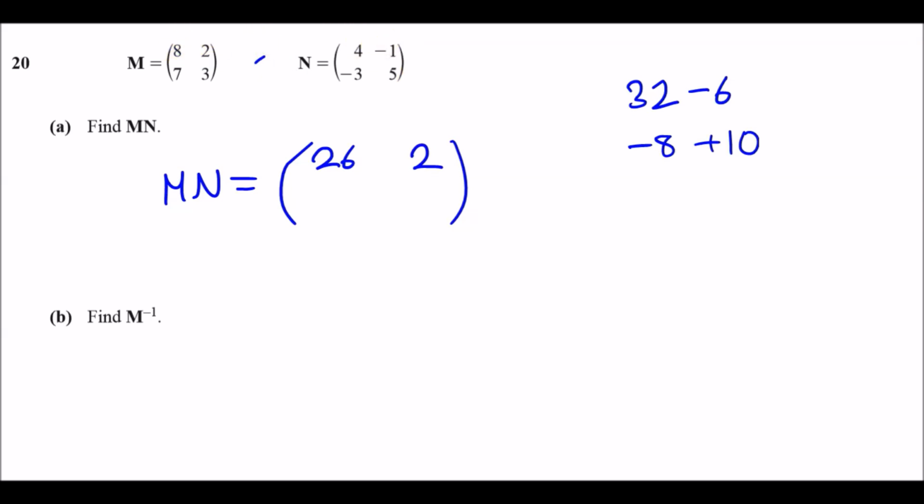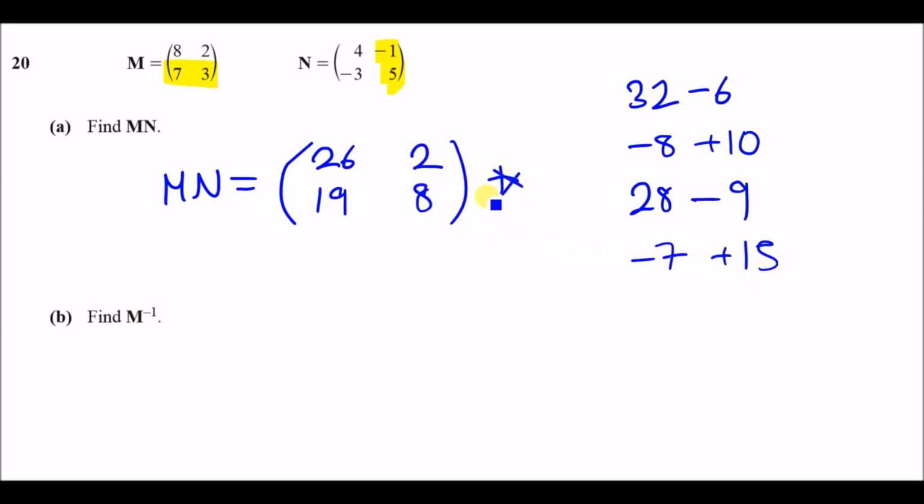So next one, we're going to do the next row. So it'll be 7 and 3 with 4 and minus 3. Do the same thing. So it'll be 7 times 4, which is 28. 3 times minus 3 is minus 9. 28 take away 9 is 19. And the last one, again, let me just delete this bit. We're going to do now 7 and 3 with minus 1 and 5. And then do 7 times minus 1 is minus 7. 3 times 5 is positive 15. And then minus 7 add 15 is 8. And that's it, guys. That's your MN matrix found.